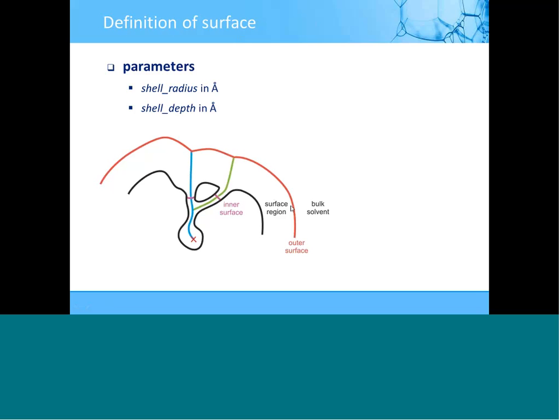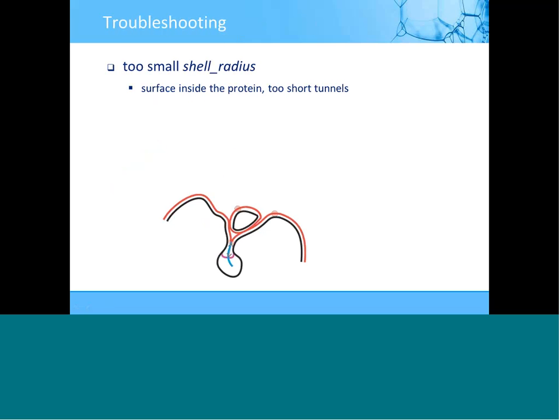When you have relatively wide tunnels, it may happen that the shell radius is too small, and thus you will obtain very short tunnels, as your surface can extend even into the protein cavity. So if you see extremely short tunnels ending somewhere inside the protein, probably you have too small a shell radius.